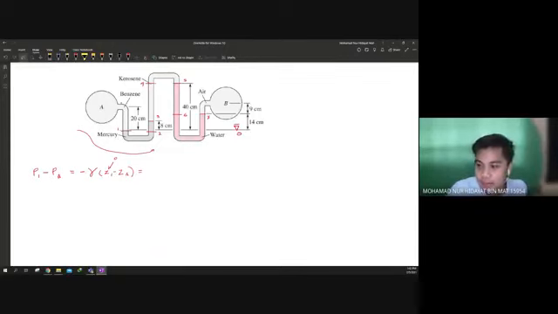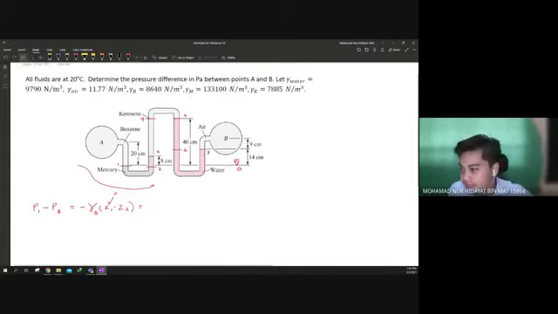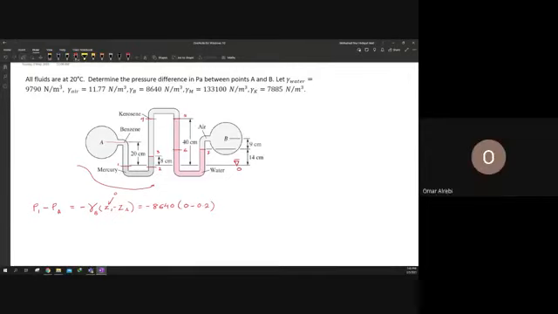Okay? So gamma. So this is gamma of benzene. So what's the value of gamma benzene? It is given as negative 8640. Z1 is 0 minus ZA. ZA is here. So from 0 to 20 centimeter, it is 0.2 meter. Up until here, you guys understand? Everyone? Yes. Okay.